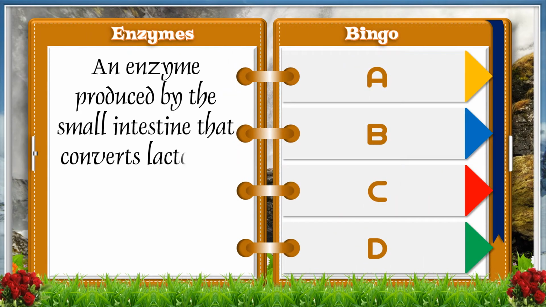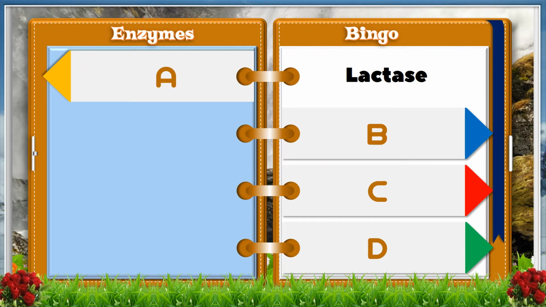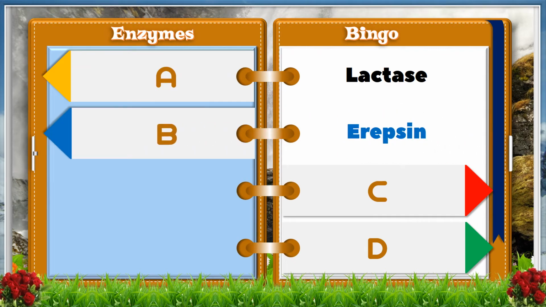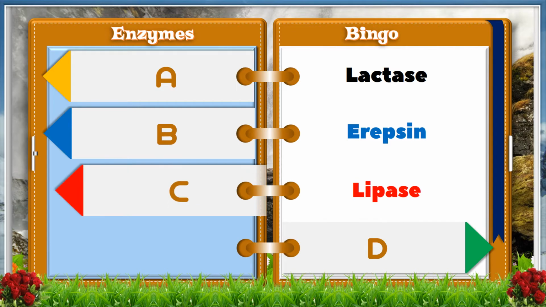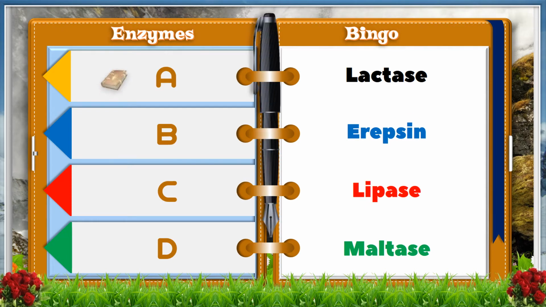An enzyme produced by small intestine that converts lactose to glucose and galactose during the process of digestion. A. Lactose. B. Erepsin. C. Lipase. D. Maltase. And the answer is A. Lactase.